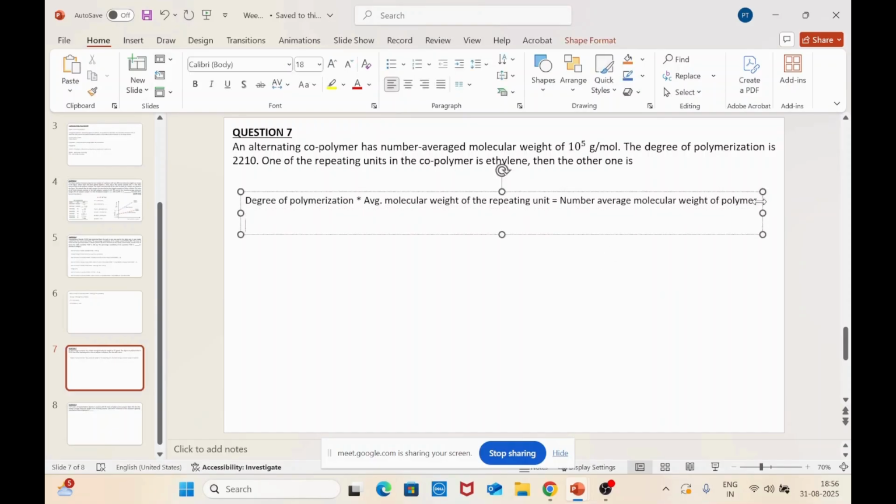So if that is the case, can we write the molecular weight of the repeating unit as 10 to the power 5 divided by 2210, that is your degree of polymerization. So if this is the case, then this will be nothing but 45.24 gram per mole.